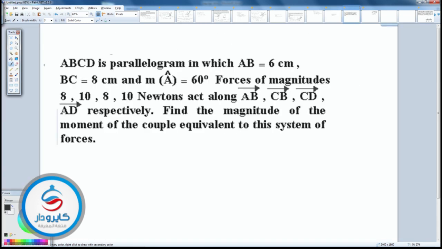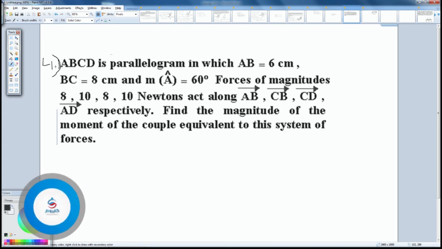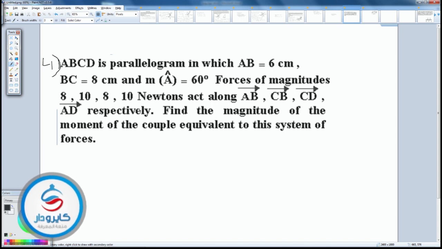Question number 4. ABCD is a parallelogram in which AB equals 6 cm, BC equals 8 cm, and the measure of angle A equals 60 degrees. Forces of magnitudes 8, 10, 8, and 10 newtons act along the ray AB, the ray CB, the ray CD, and the ray AD respectively. Find the magnitude of the moment of the couple equivalent to this system of forces. Solution.